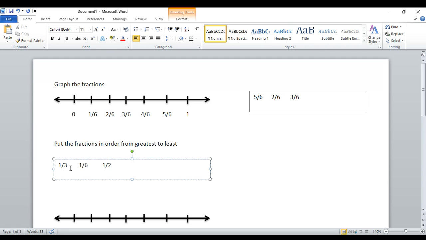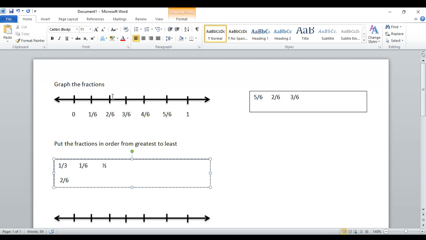And you know what? I'm just going to type that down here. So I'm going to type that down here. And that's going to give me a blank, a line, and a 6. Now, I multiplied this times 2, so I have to multiply that times 2. So 1 times 2 is 2. So 1/3 is equivalent to 2/6.